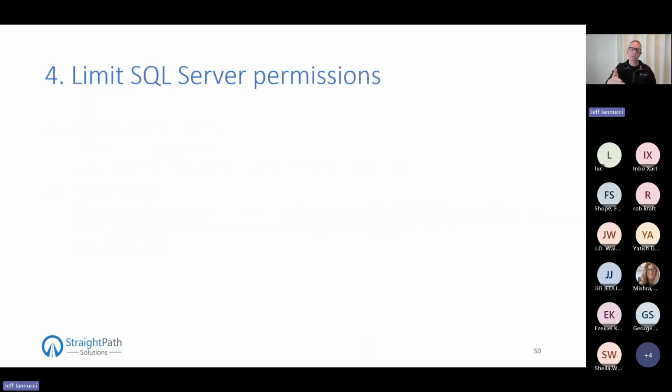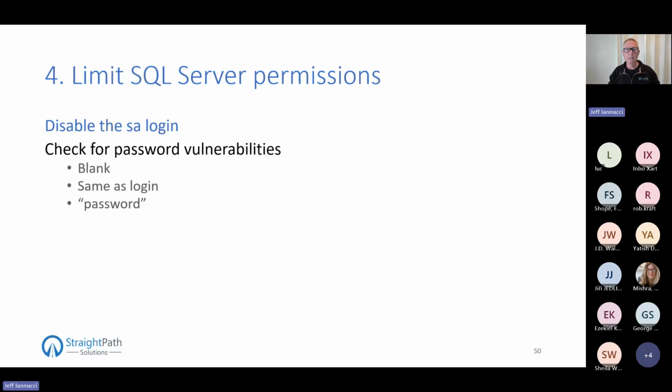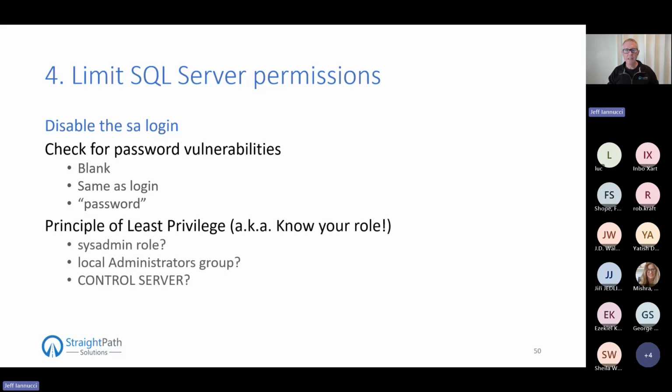Next, let's limit the SQL Server permissions. This is very critical, right? Let's disable that SA login. If you're not sure if you can disable that SA login, again, like the last slide said, extended events or a SQL Server audit can help you see who's using the SA login. If nobody's using it, fine, let's disable it. But if something's using it, let's find out who is using it and dissuade them from doing that. Or, unfortunately, if it's an application that's using it, let's create a different login for that application and then change it. Check for password vulnerabilities, and always implement the principle of least privilege.